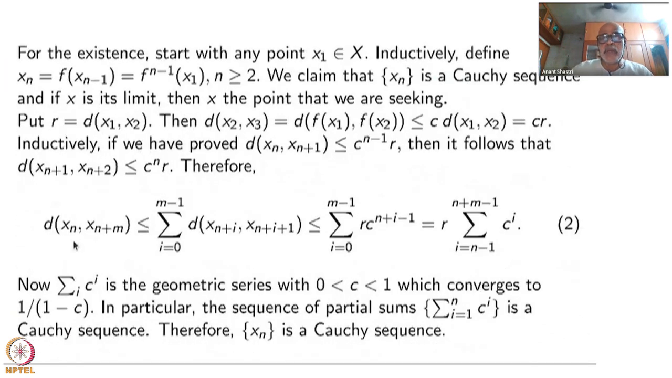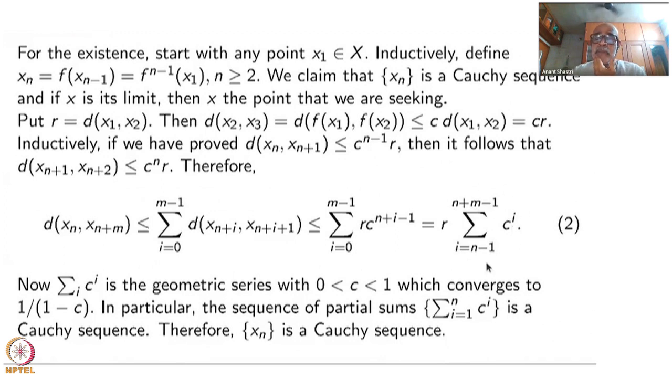Therefore, for the distance between any xn and x_{n+m}, I use the triangle inequality m times, right? So I go from xn to x_{n+1}, x_{n+1} to x_{n+2}, x_{n+2} to x_{n+3}, take all these distances and add them up, which is less than or equal to the sum from i = 0 to m-1 of the distance between x_{n+i} and x_{n+i+1}. But just now we have proved this formula. This distance is r times c to the power n+i-1. So r comes out, and we get the sum with i ranging from n-1 to n+m-2 of c to the power i.